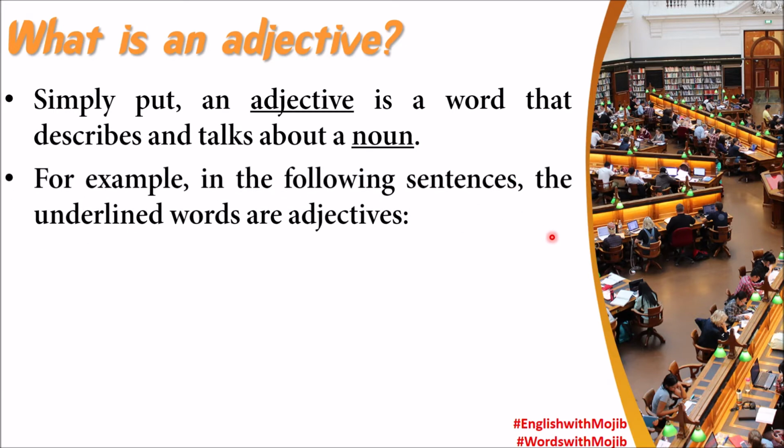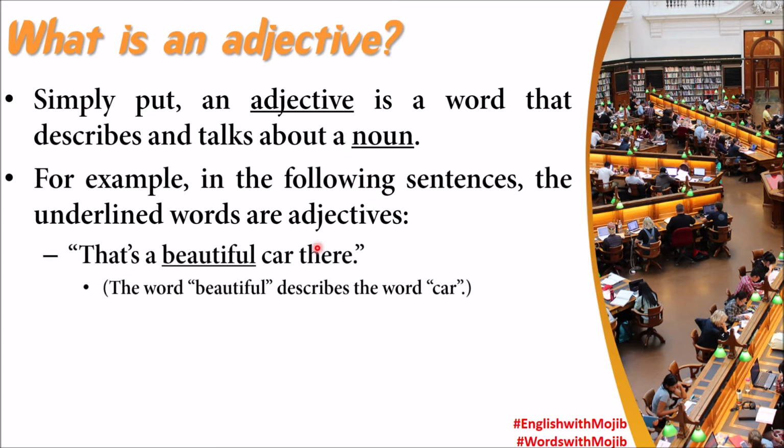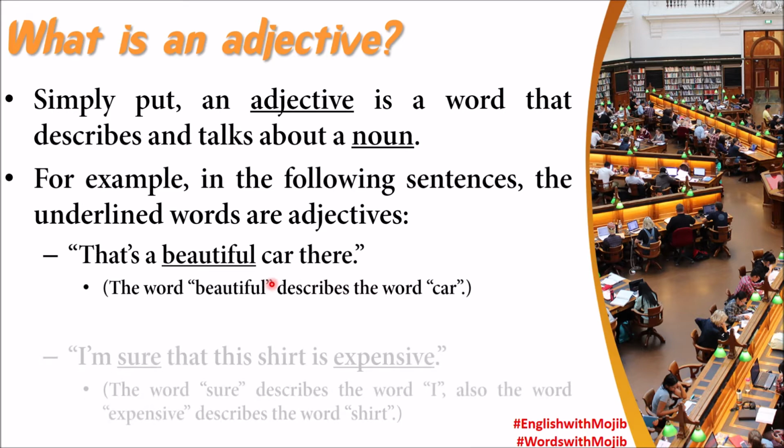For example, in the following sentences, the underlined words are adjectives. That's a beautiful car there. The word beautiful describes the word car. So car is a noun and beautiful is an adjective, because beautiful is talking about car, is giving more information about car.